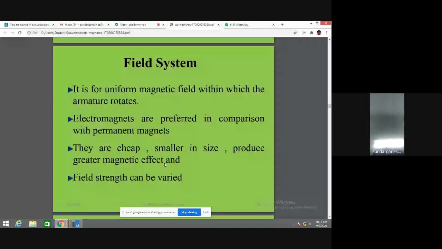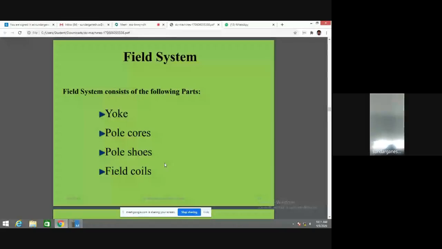First we are seeing the field system. In the field system, we have already seen what the yoke is. It is the outer cover, which gives mechanical protection, so it prevents the machine from dust, moisture, and other mechanical failures. The pole connections are known as pole cores. And the end of the pole we are calling the pole shoe. The coils which are connected to the poles are called field coils.